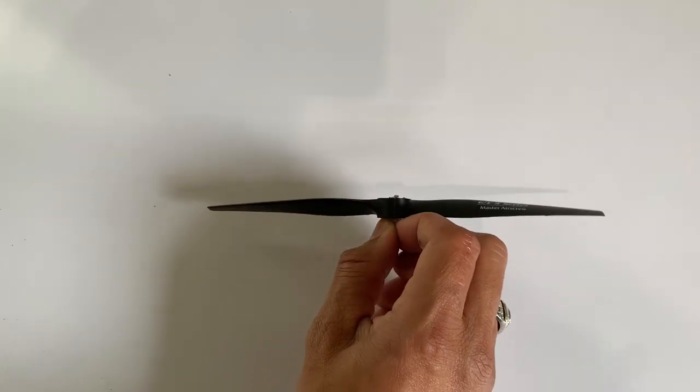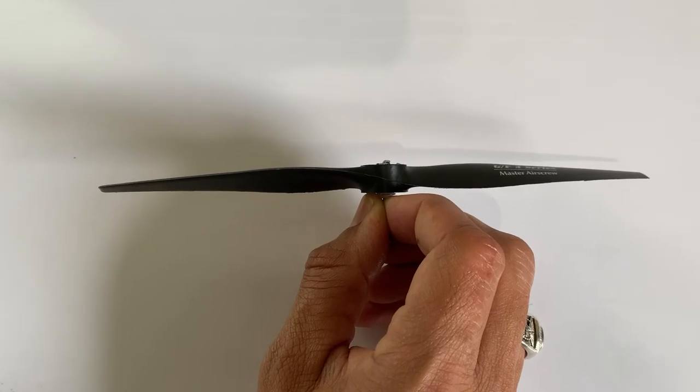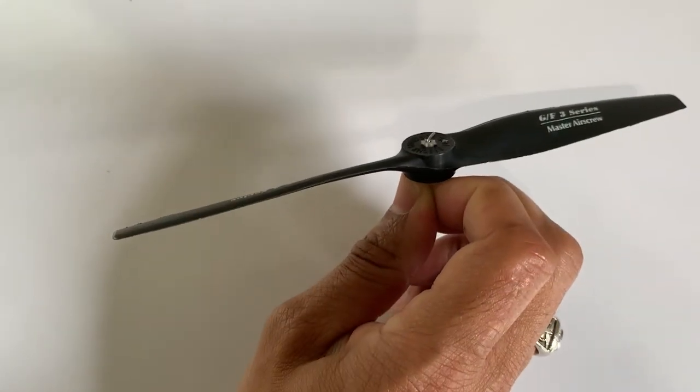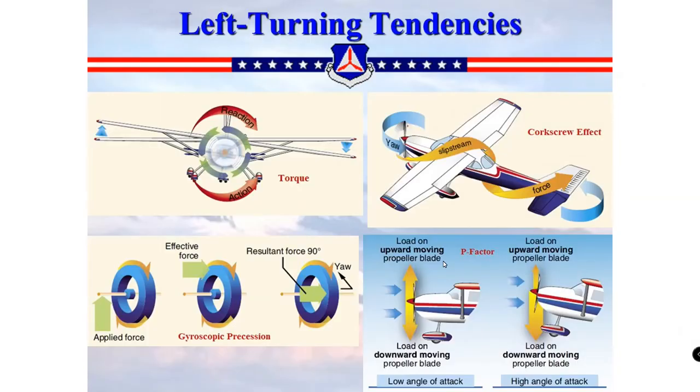And now this is going to be at a normal angle of attack. And that's why there's no P factor there. And that's why there is P factor there, angle of attack. So, hopefully that was comprehensive.